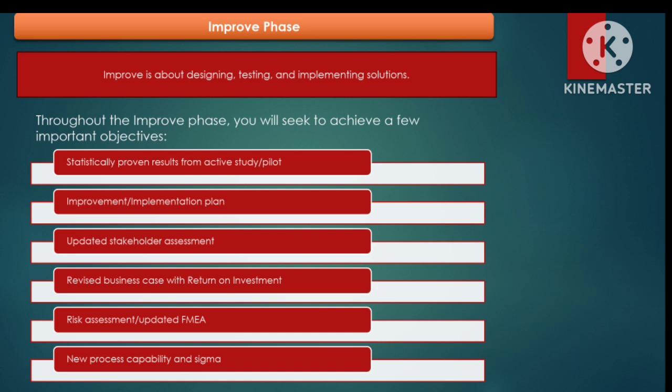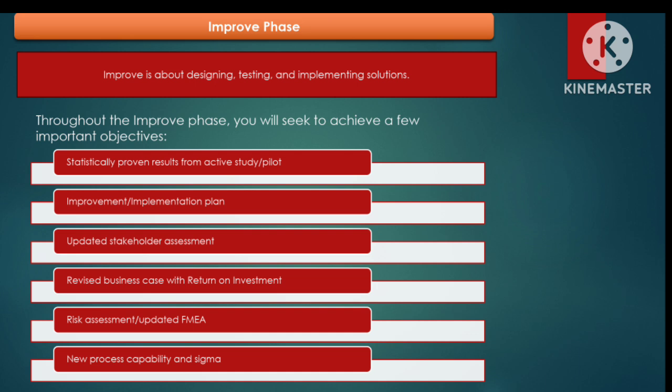You will again match your performance data, and you will match the process map, how it was earlier and when it is improved, what steps and what activities have been eliminated from the new process map. In the improve phase we have some tools like brainstorming and FMEA that will help you to achieve your goal.